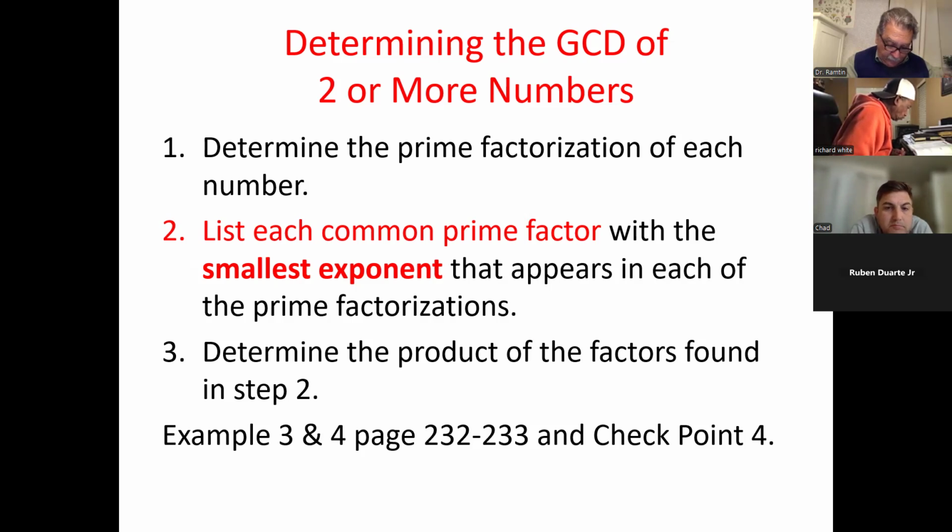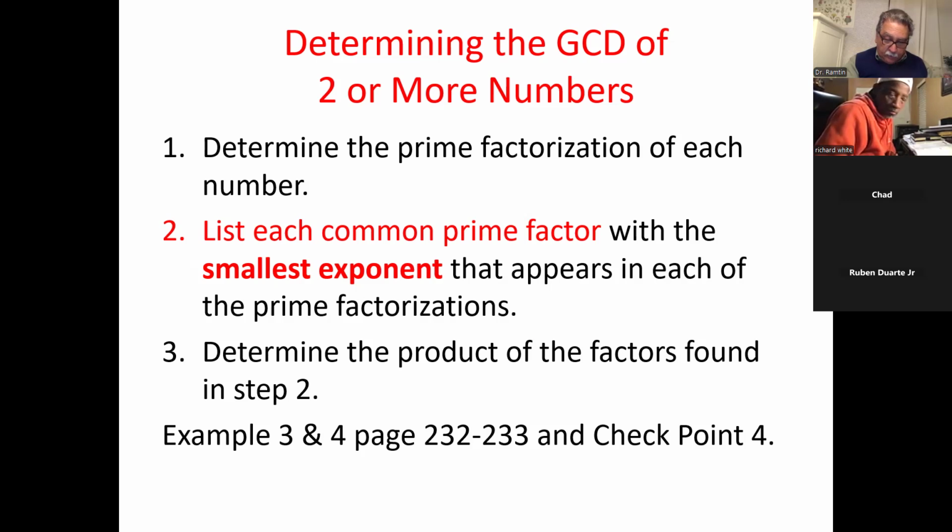So we have 216 and 234. The two prime numbers common to both factorizations are 2 and 3. The exponents associated with 3 in the factorizations are 2 and 3. We select 2, the smaller one. Therefore, it's 3 to the power of 2 and 2 to the power of 1. These give the GCD of these two numbers.